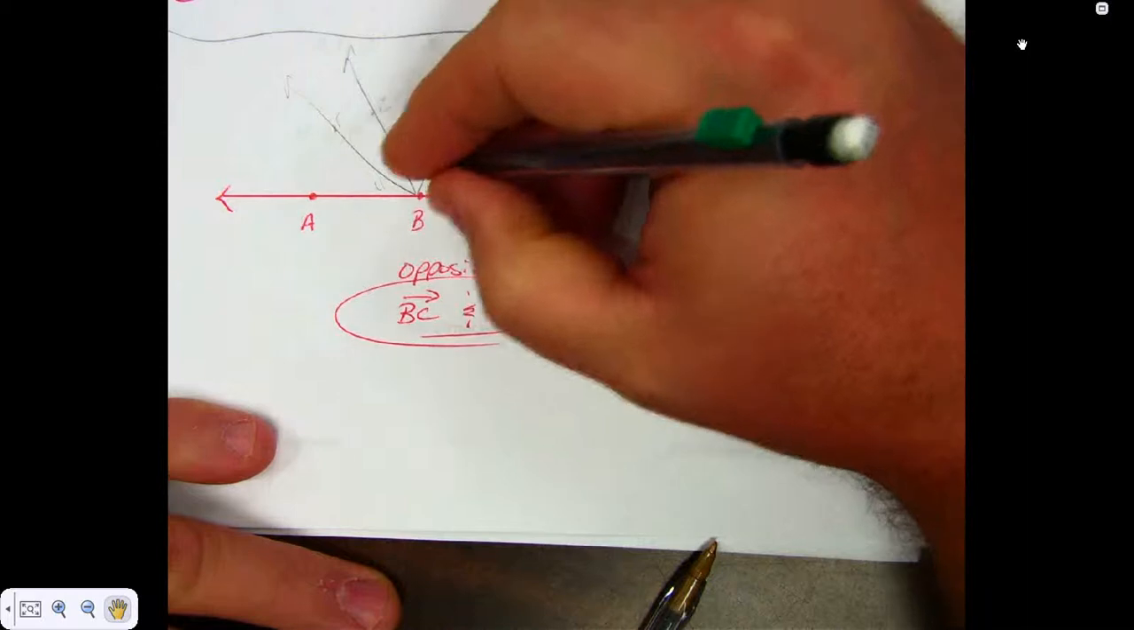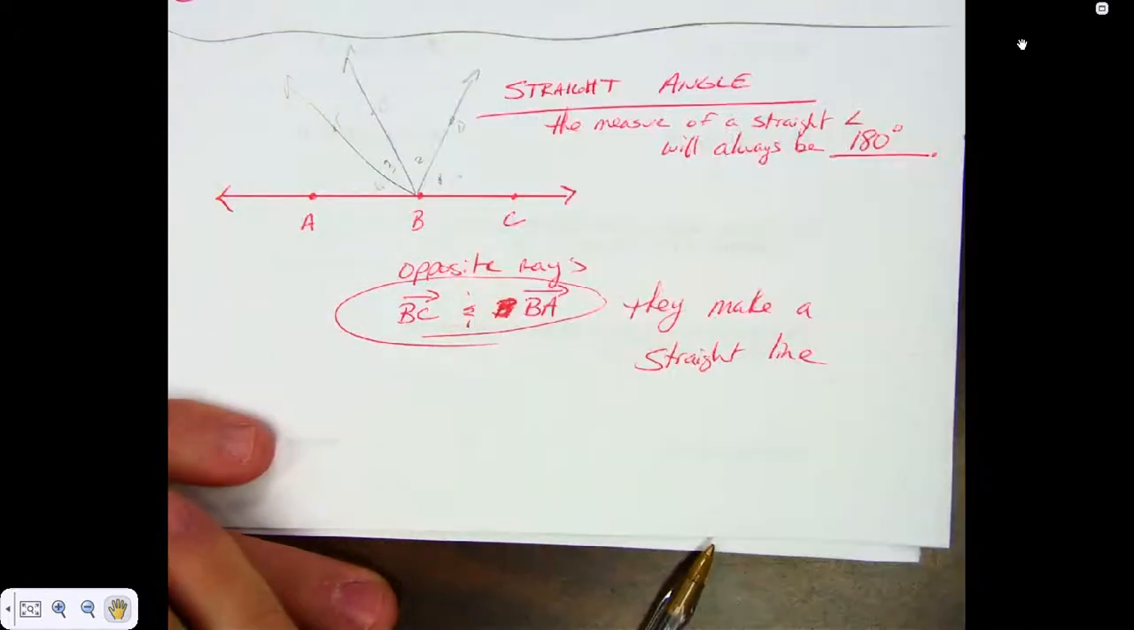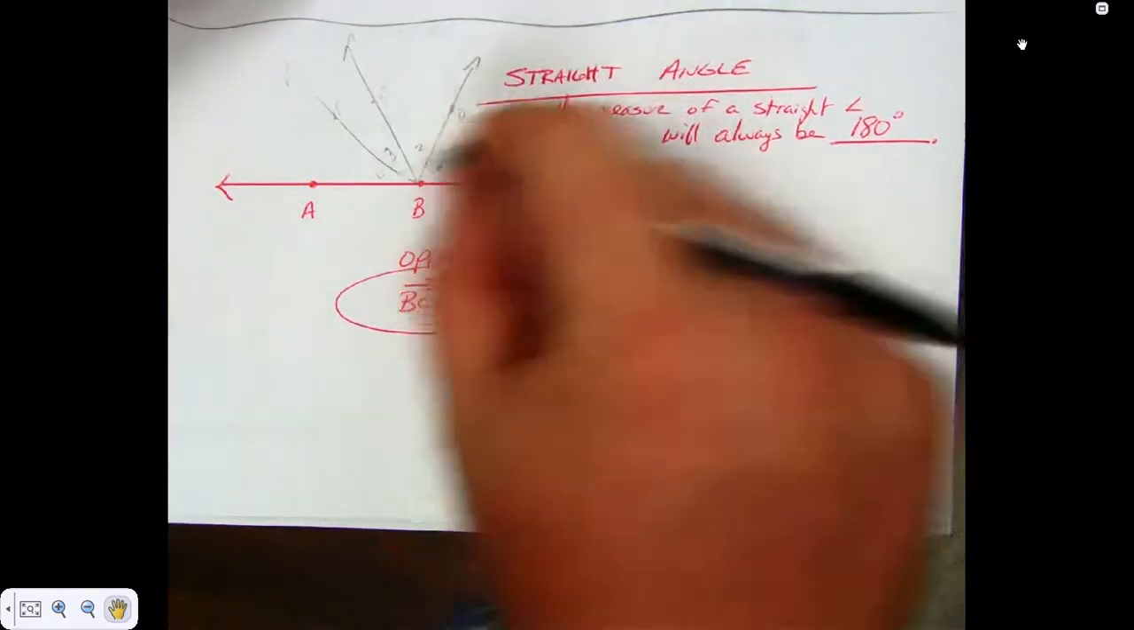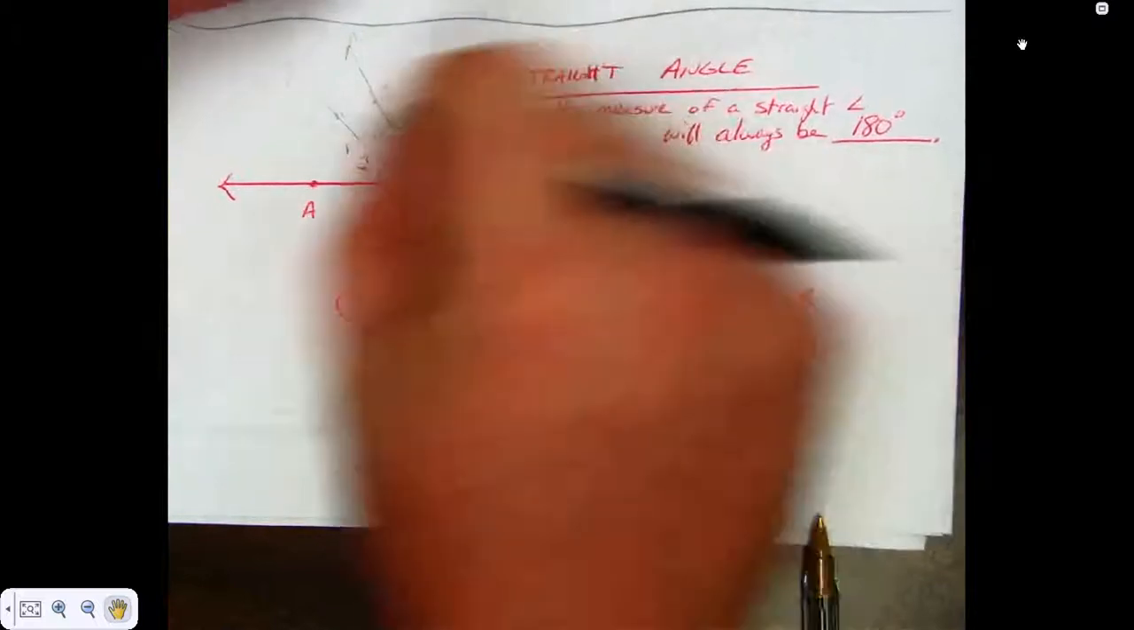If I put another one, angle 1 plus angle 2 plus angle 3 plus angle 4 would equal what? 180. That's simple, isn't it? But you'd be amazed at how many forget that. You will use this over and over again.